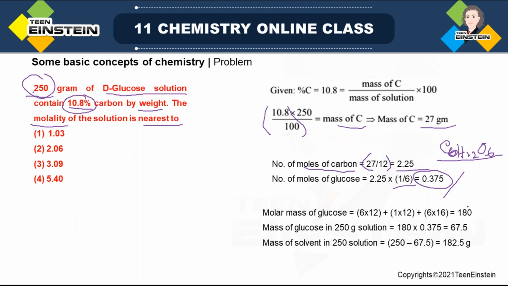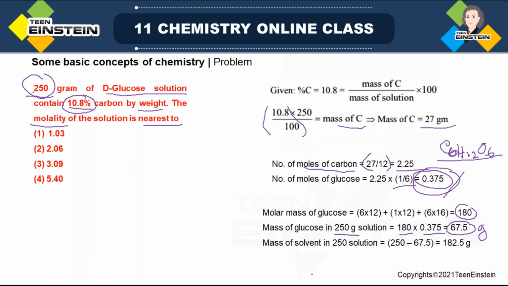Molar mass of glucose is 180. Okay, and this is the number of moles of glucose. We know given mass divided by molar mass will give you the number of moles. But in our case, the number of moles is already there and the molar mass is there. We just have to find the given mass of glucose. So 67.5 is the mass of glucose that is present in 250 gram of solution.